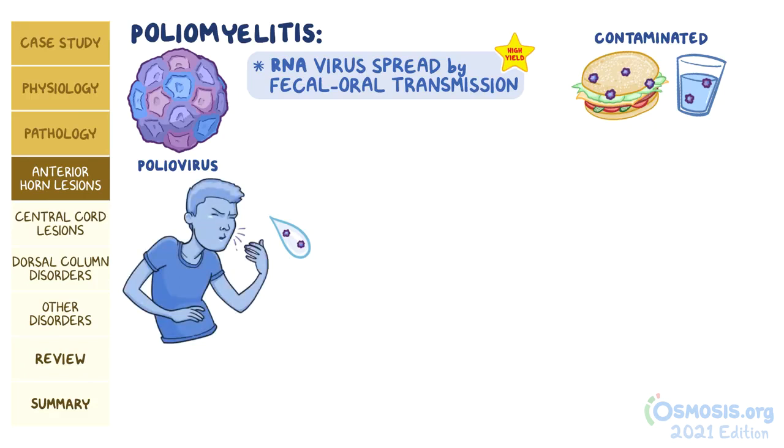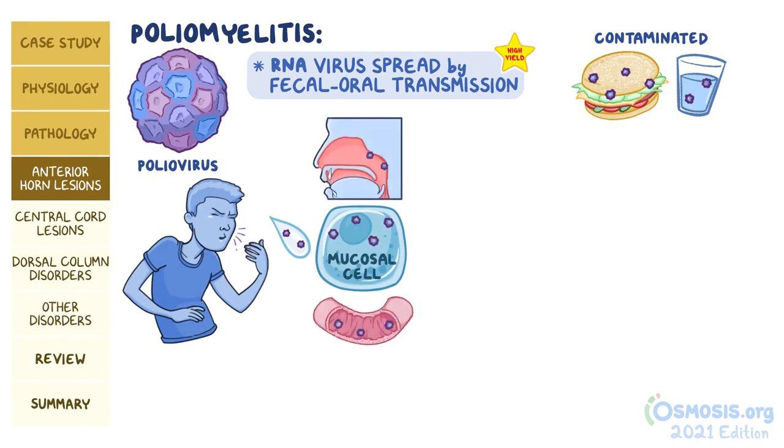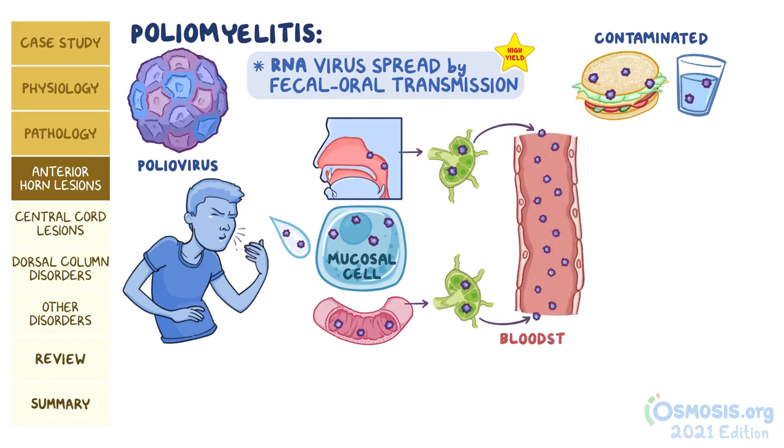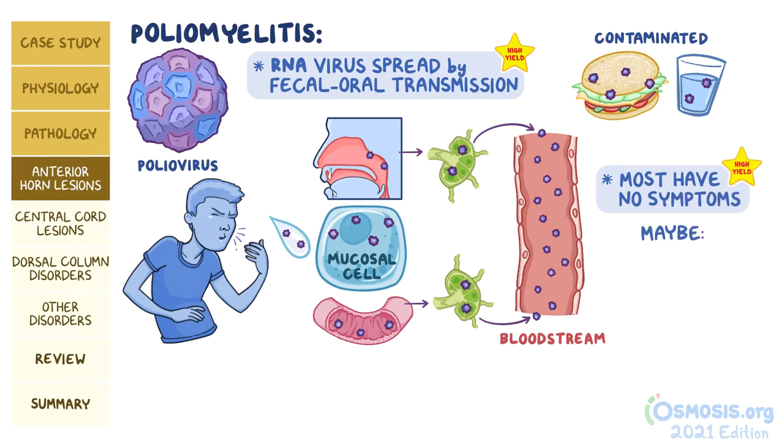Once the virus enters the body, it gets into mucosal cells of the small intestines and oropharynx and makes its way to nearby lymph nodes and eventually into the bloodstream. What you should absolutely remember is that in most cases, poliovirus stays there, so most individuals have no symptoms. Except for maybe unspecific signs of infection, like fever, headache, nausea, and vomiting.